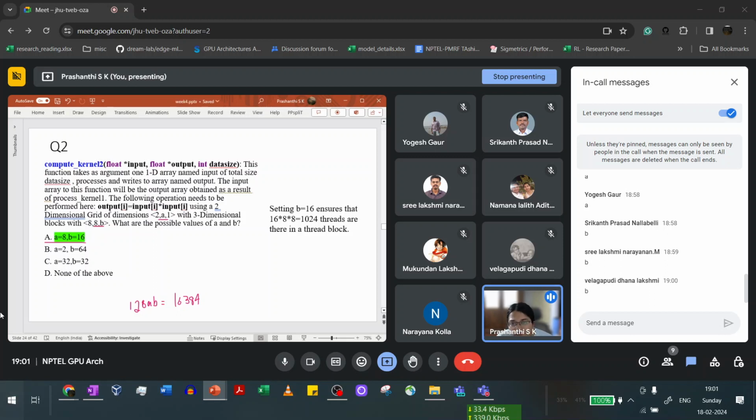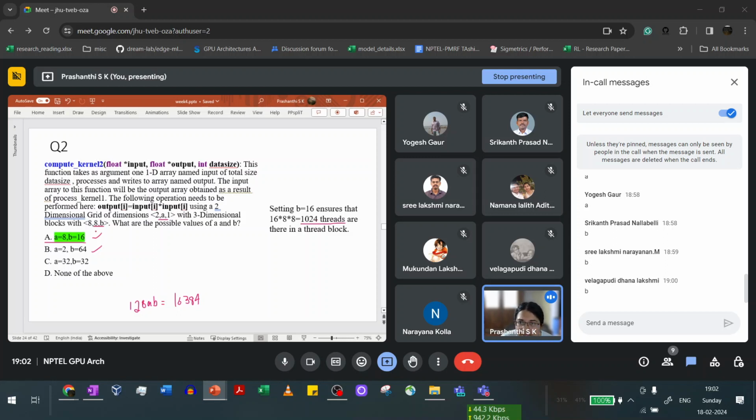So now you'll see that two answers match this, right? 8 into 16 and 2 into 64. But you have to pick one of these. So the answer is decided by this factor. The maximum number of threads that you can have per thread block is currently limited to 1024 across all GPU generations. So if your b is 64, then 8 into 8 into 64 crosses that limit, right? But if your b is 16, then it remains within that limit.